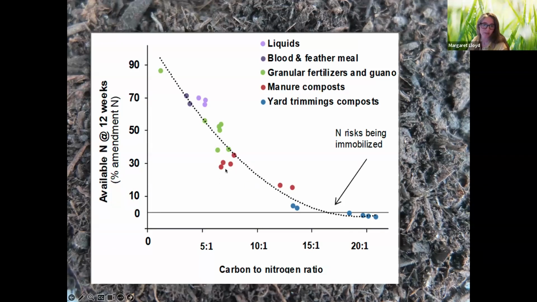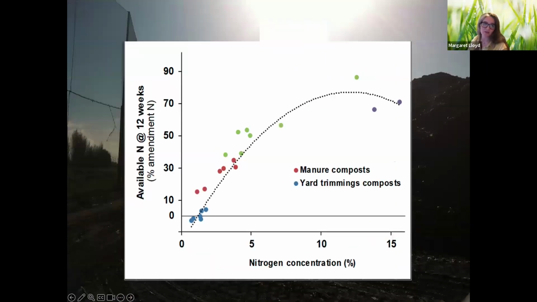Whereas when we get to the manure composts that have a lower C to N ratio and higher percent N, we get a range of 15 to 35% availability. And if you don't have the C to N ratio, the percent N concentration can also be used. And this is what that figure looks like. This is also in your 8712 document. So it's essentially telling the same story, hovering around 0 if you're the yard trimmings compost, and from 15 to 35 if you're a manure compost.